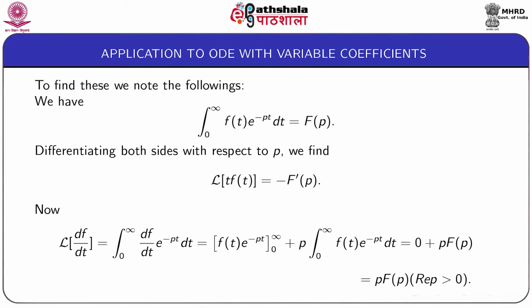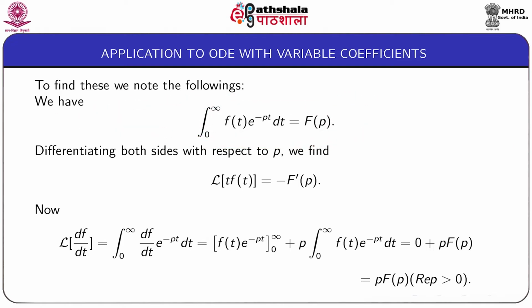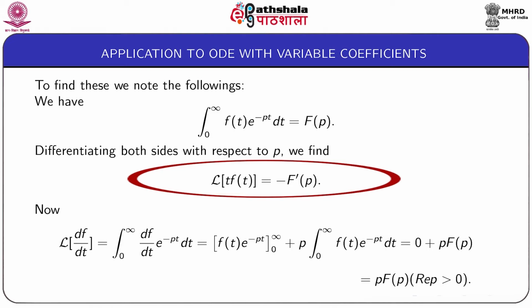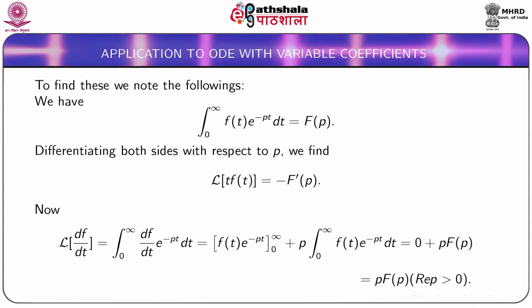To find these, we note the following. We know that capital F(p) is the Laplace transform of small f(t), which is equal to the integral 0 to infinity of f(t) e to the power minus pt dt. If we differentiate this on both sides with respect to p, we find the left hand side to be equal to the Laplace transform of the function t f(t) and the right hand side is minus F dash p. Here dash means differentiation with respect to p.